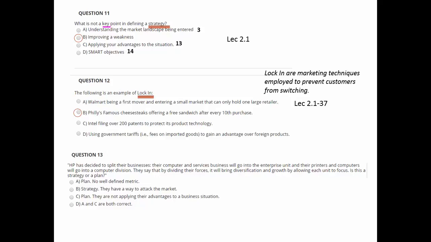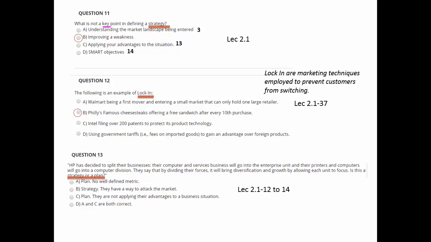But anyway, question 13. HP has decided to split their businesses. The computer and services business will go into the enterprise unit, and their printers and computers will go into the computer division. They say by dividing their forces, they'll bring diversification and growth by allowing each unit to focus. Is this a strategy or a plan? This is where you pretty much know that this is a strategy question. But it goes into the slides that talk about whether this is a strategy or a plan. You have to go through each and every answer and see if it makes sense.